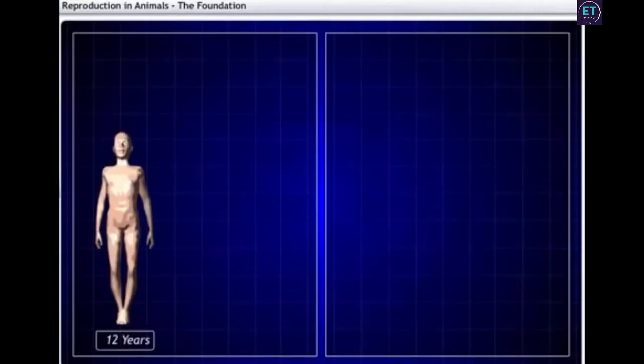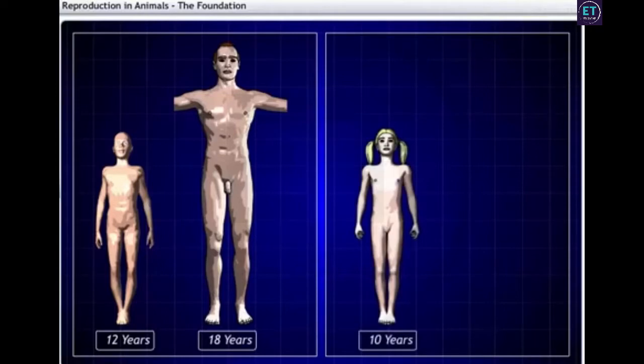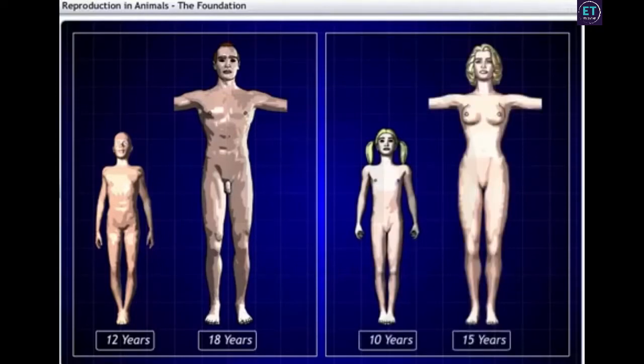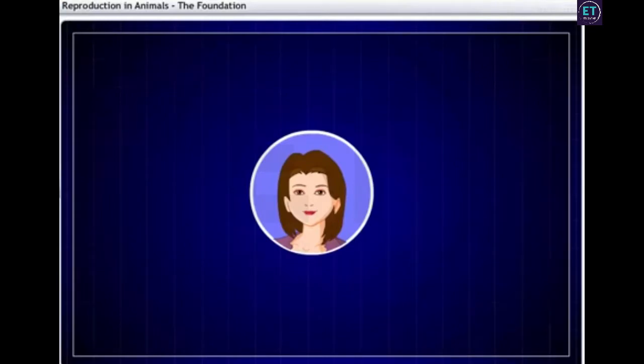All these changes take place slowly, over a period of months and years. The time taken for these changes to occur differs from person to person. These changes are aspects of the sexual maturity of the body. So how do all these changes link with the reproductive process or even to our existence?